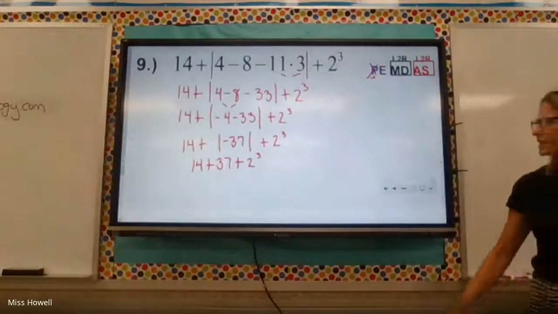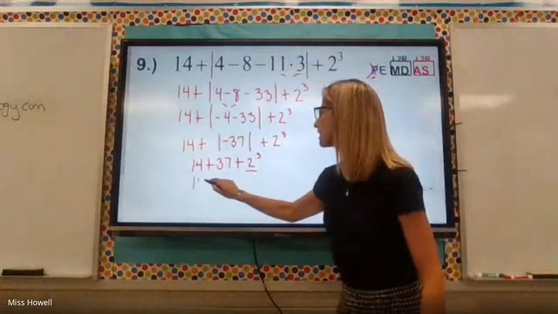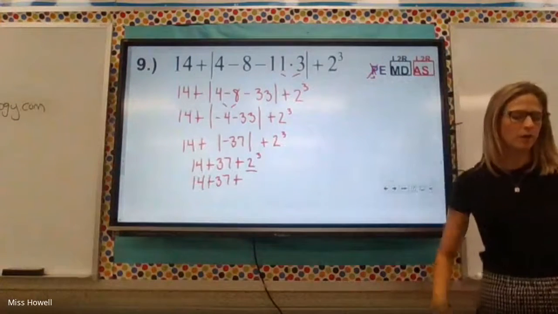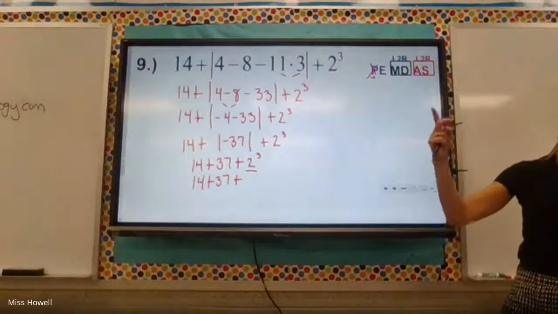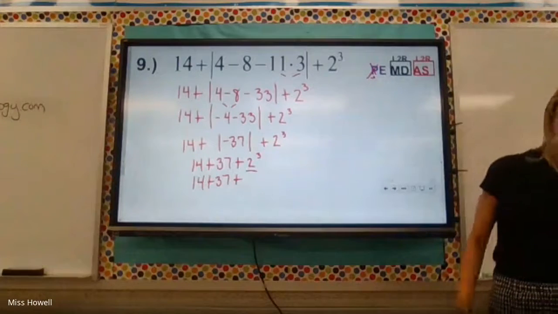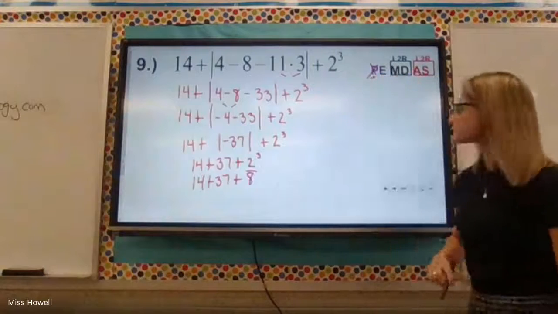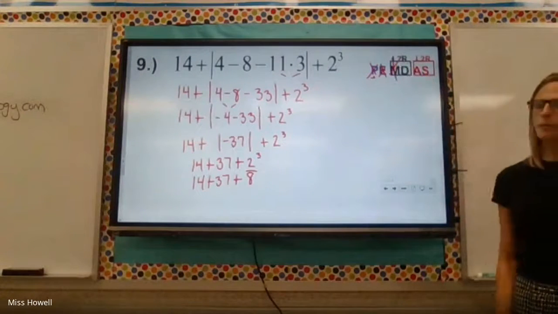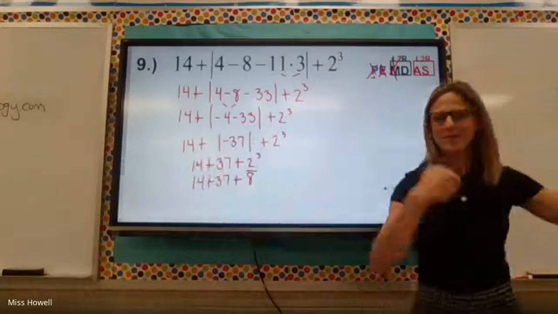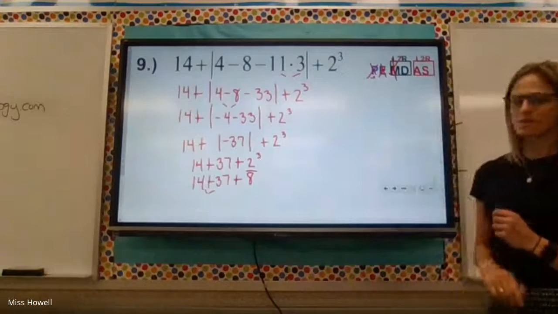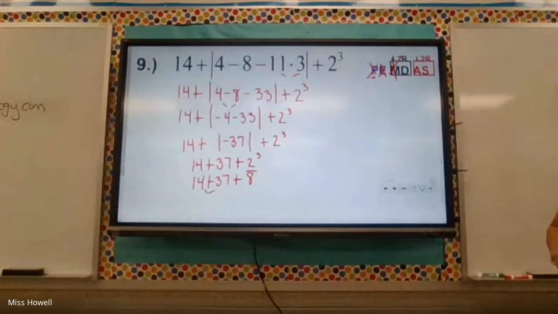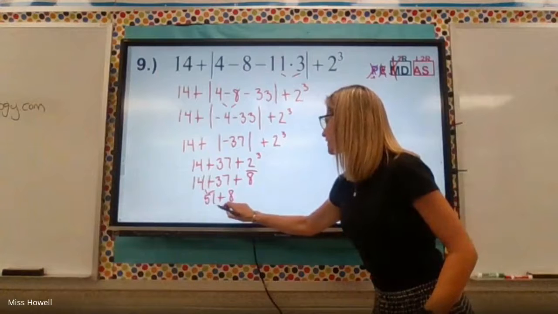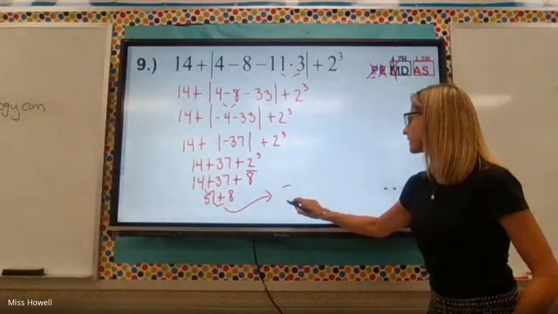We're looking for exponent next, which is right here. So 14 plus 37 plus 2 to the third power, which is a 2 times a 2 times a 2 again, which is not 2 times 3, so just be careful, which is an 8. All right, exponents are done. There's no multiply or divide. There are a couple of addition problems, so we have to go from left to right. All right, 14 plus 37 then would give us a new amount of 51. Bring down our plus 8, finish, and we'll end up here with a 59.